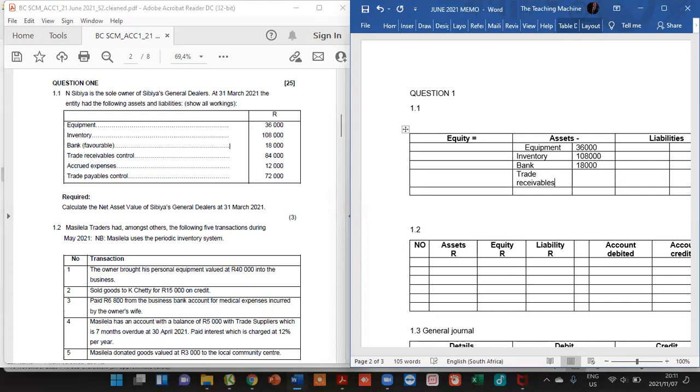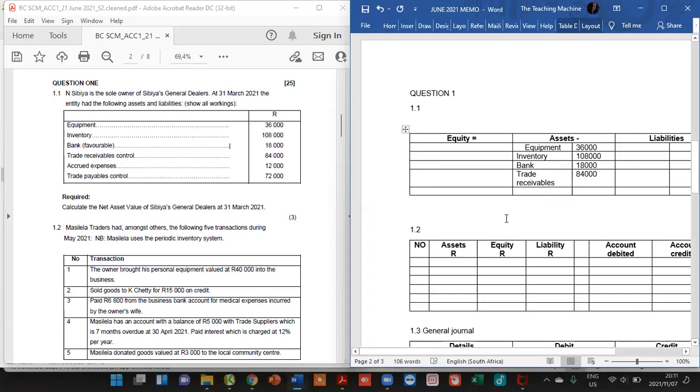Remember, we said that assets are resources controlled by an entity for future economic benefit. So if they sell goods to you on credit, they're expecting future economic benefit from the money that you owe. So trade receivables, or debtors control, are also classified as assets. Okay, so we have 4 assets so far.